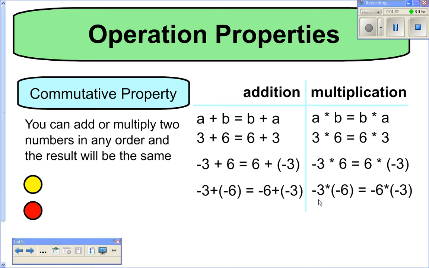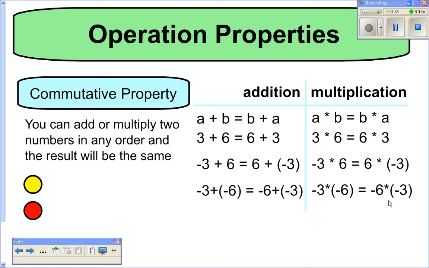What if we have 2 negative numbers? We already learned that a negative times a negative will be a positive. So negative 3 times negative 6 will be positive 18. And negative 6 times negative 3 will also be positive 18.